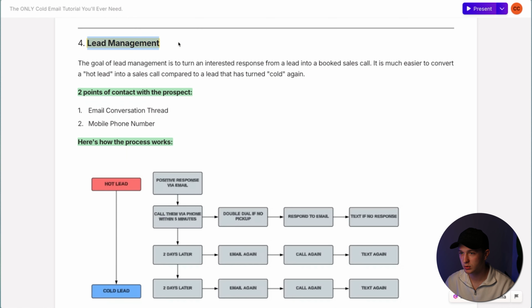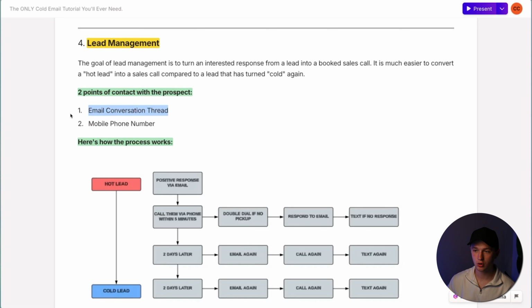Next is lead management. So the only goal of lead management is to turn an interested response from a cold email into a booked sales call. That's really it. That's the only thing that it's there for. It's simply a conversion mechanism. So it's much easier to convert a hot lead, right? Someone who just responded to your email into a sales call compared to a lead that has turned cold again, right? So what we really do with this is we leverage our 2 points of contact with the prospect.